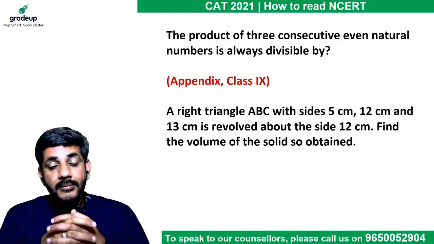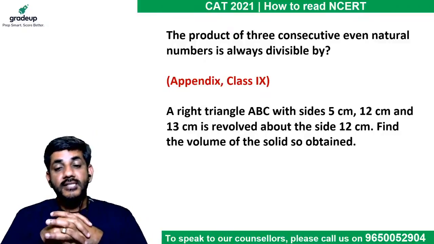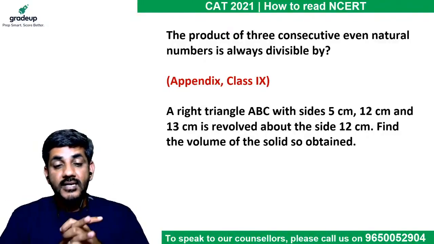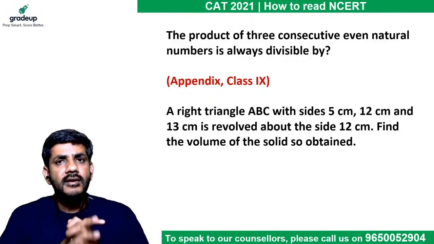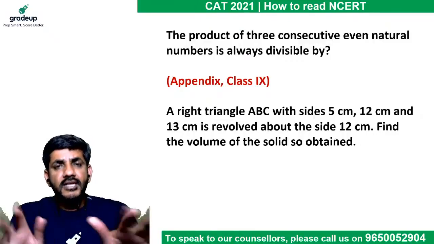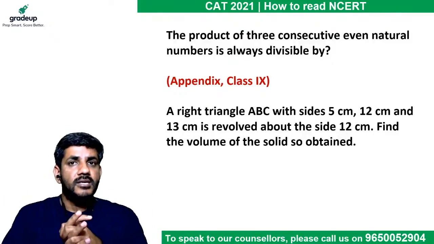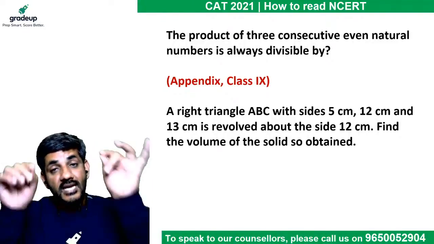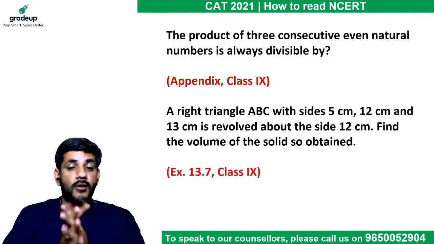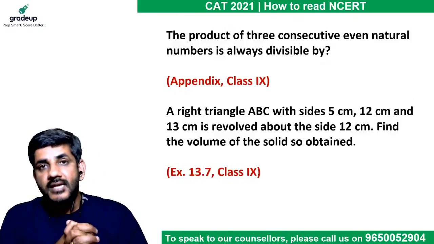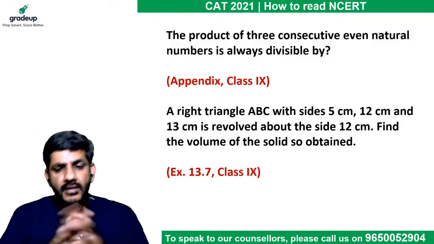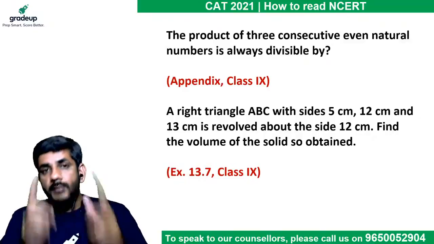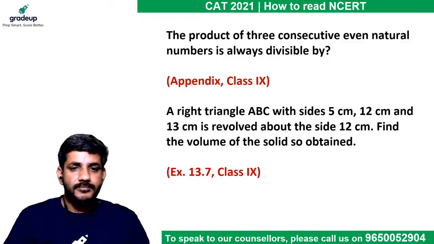A right triangle ABC with sides 5, 12 and 13 is revolved about side 12 centimeter. Find the volume of the solid so obtained. This is considered to be an average level question, above average level question from CAT's perspective. ये CAT में आ चुका है. Such a question has appeared in CAT. It is from exercise 13.7 of class 9th NCERT book. Can you visualize this process? You will be able to do that once you do these chapters, right?